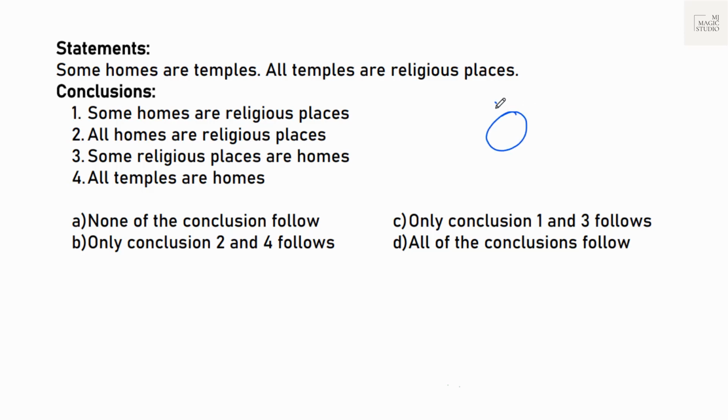Some homes are temples. All temples are religious places. Some homes are religious places? Yes. All homes are religious places? Not necessarily. Some religious places are homes? Correct. All temples are homes? Not necessarily. So 1 and 3 will follow, and that is option C.